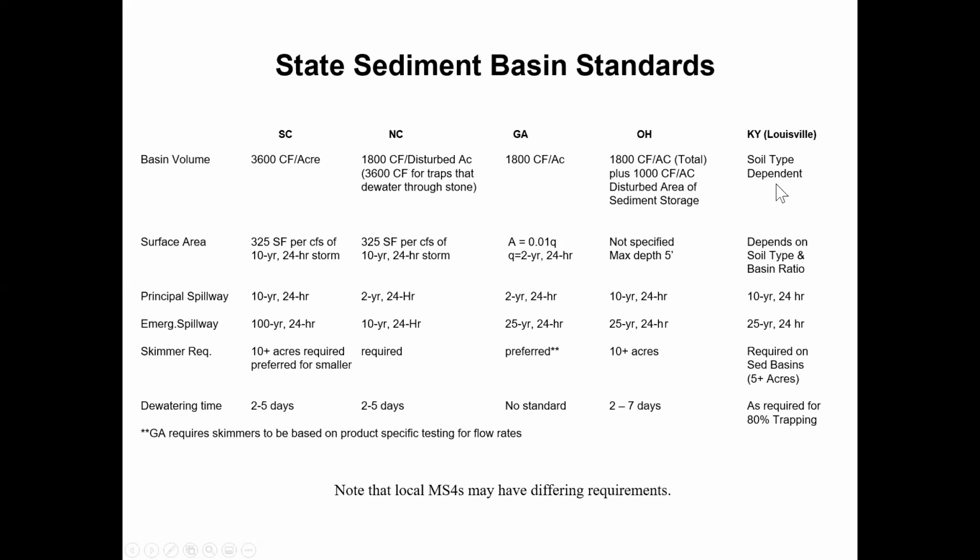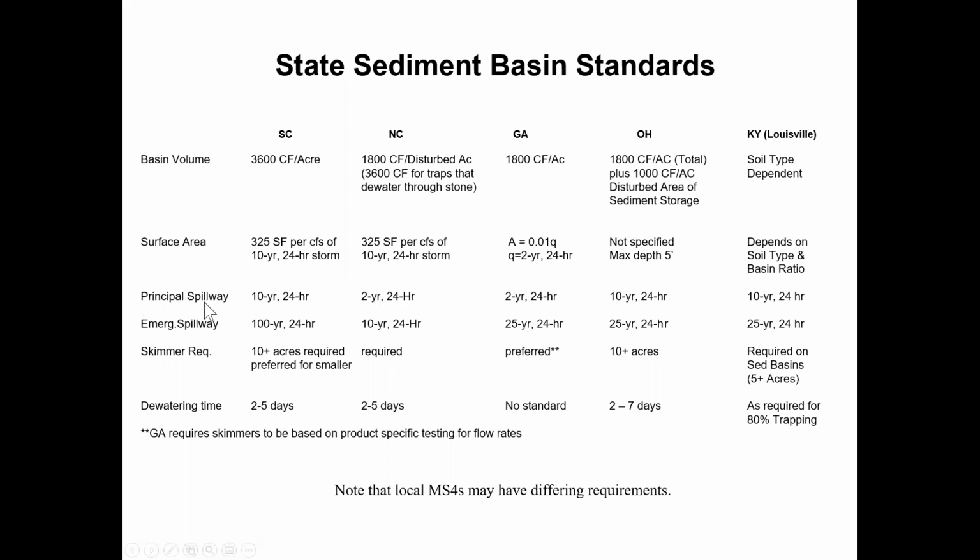In Kentucky, particularly this is in Louisville, they actually have a soil type dependent volume. So you have to calculate your volume based on your soil type. The surface area is fairly consistent. There's two different formulas. There's a 325 square feet per CFS for a 10-year storm, or a formula for flow based on a 2-year storm. If you run the math, these come out fairly similar to each other. Ohio doesn't have a surface area requirement, but has a maximum depth. And again, Kentucky makes you calculate it.